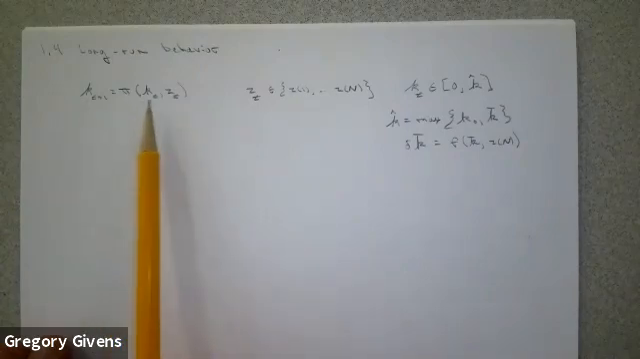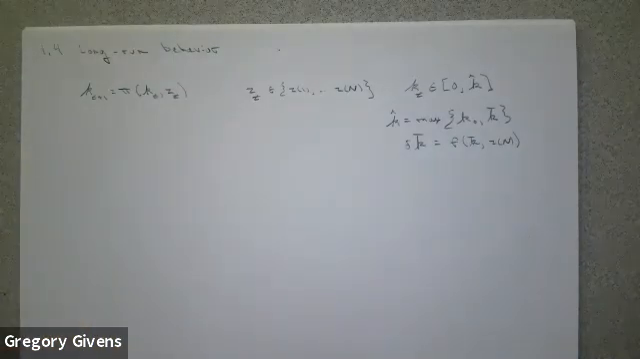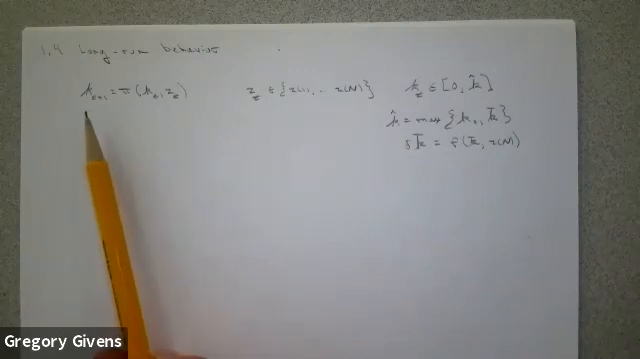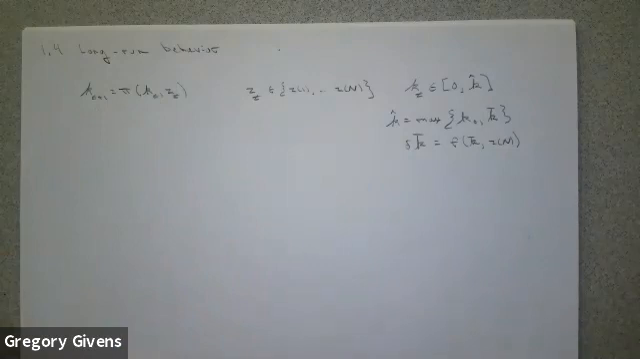K_{t+1} is pi of K_t, Z_t, right? Pi is this continuous time-invariant policy function, which shows how the planner optimally chooses K_{t+1} given the current state of the economy, K and Z.